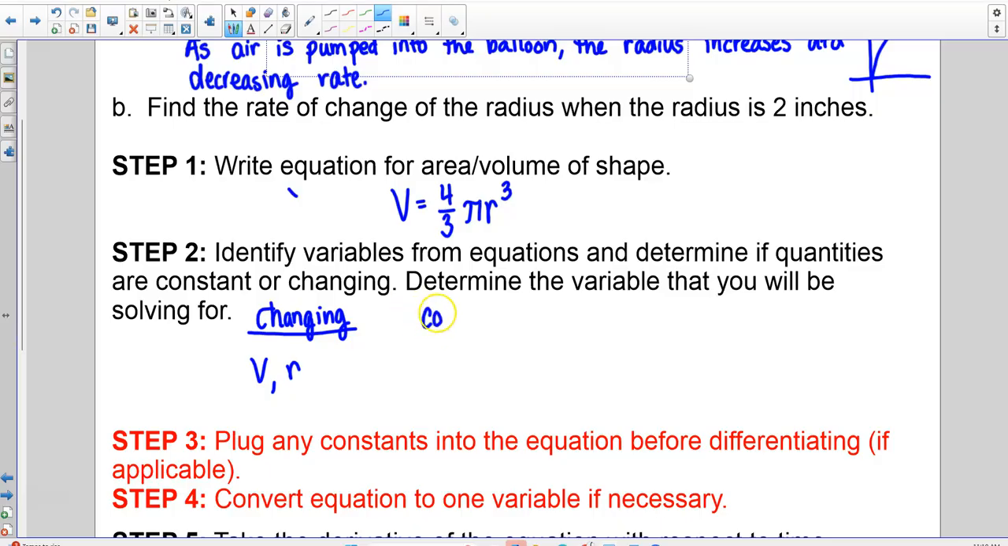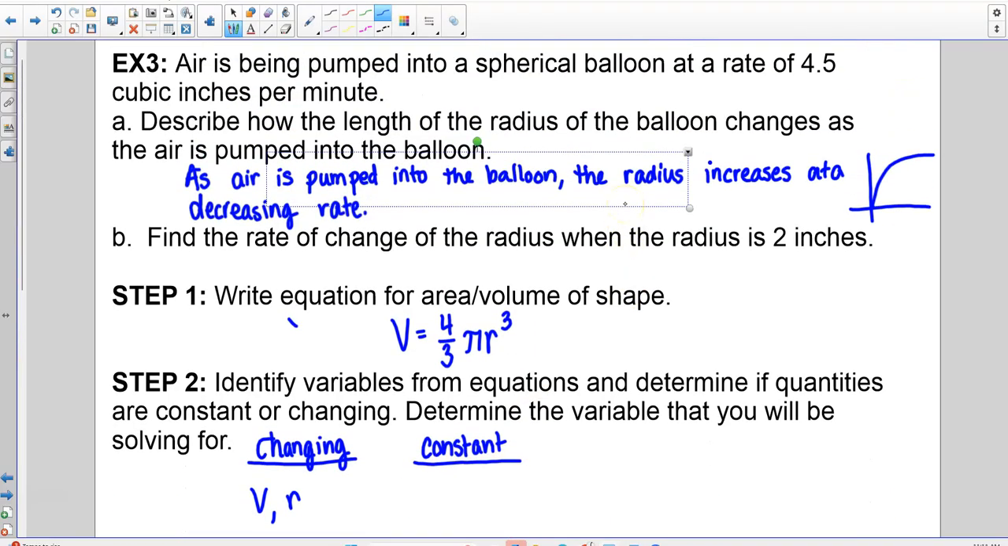For constant, none of our variables are constant, but I do believe we have a rate that is constant. Air is being pumped into a spherical balloon at a rate of 4.3 cubic centimeters per minute. Is that the dV/dt or the dr/dt? It doesn't specifically say, but it's V because it's the volume of air.